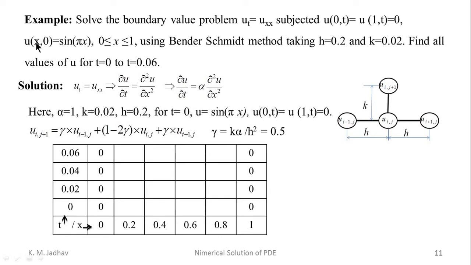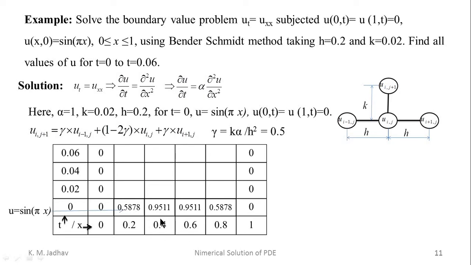Now from this equation, we find values of u for t is equal to 0. The first term is x and the second term is t. So when t is equal to 0, values of u can be calculated by using this equation. For the point with x value 0.2, if I calculate sine of pi into 0.2, then I will get this value. Means sine of pi into 0.2 is equal to 0.5878.